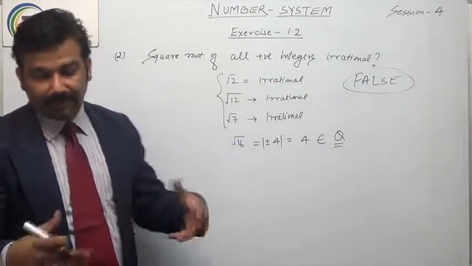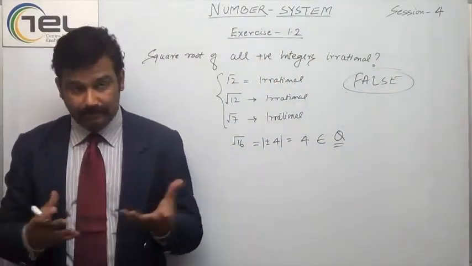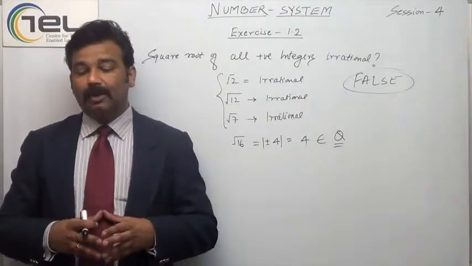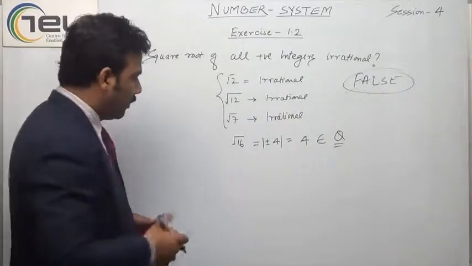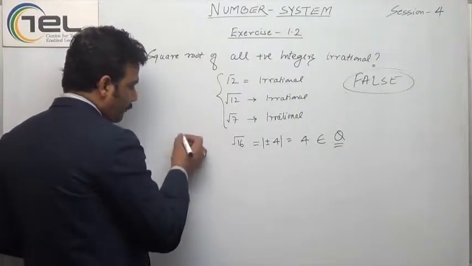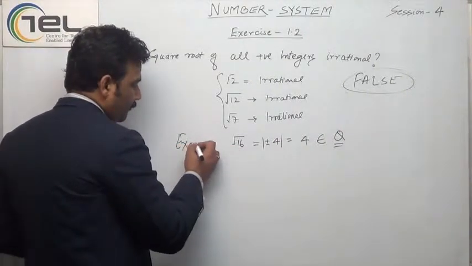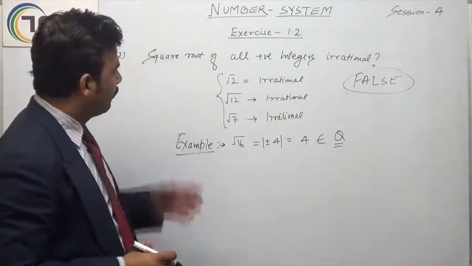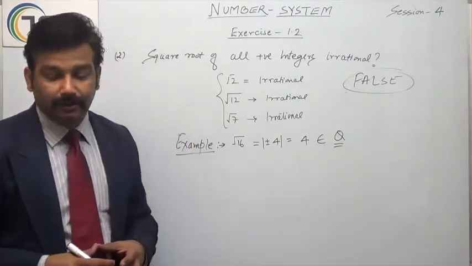False. Now after this it has "if not." They are saying if not, give an example of the square root of a number that is a rational number. Yeah, we have given this example. So we have completed this question.